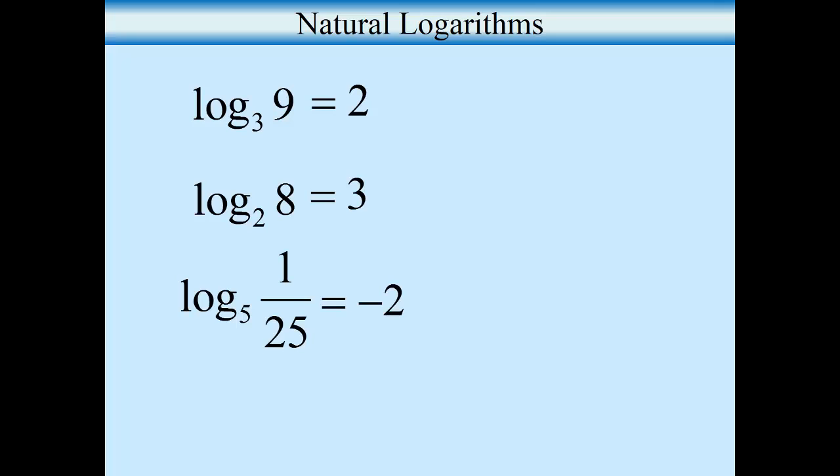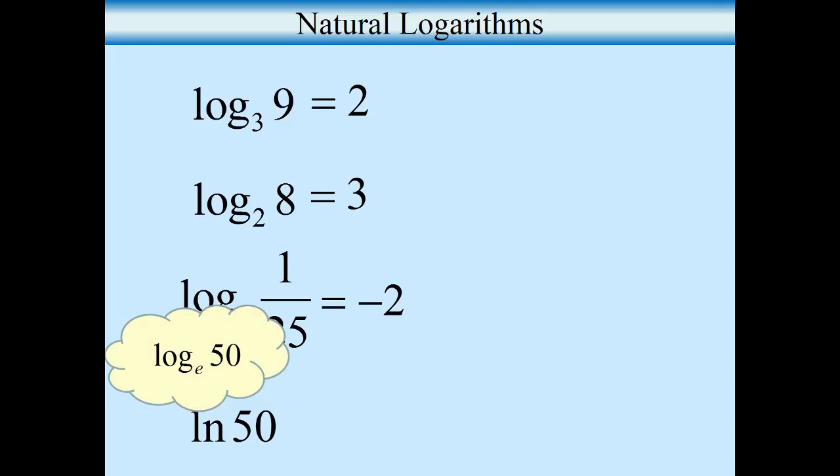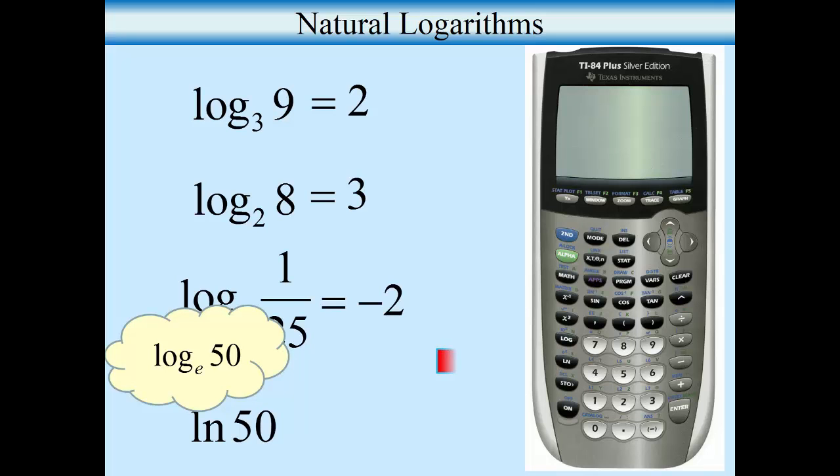Let's look at this other one. Ln with no number at the bottom is called a natural logarithm. There is a base, it just happens to be the natural base, which is base e. Now on our calculator, we just use the Ln button.